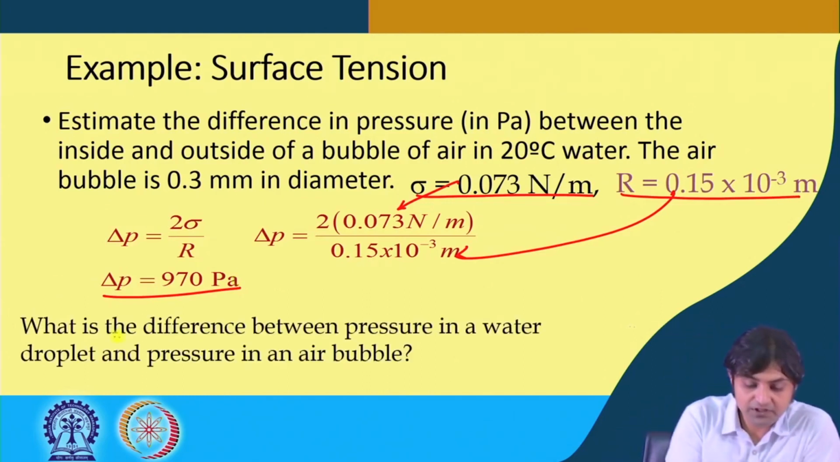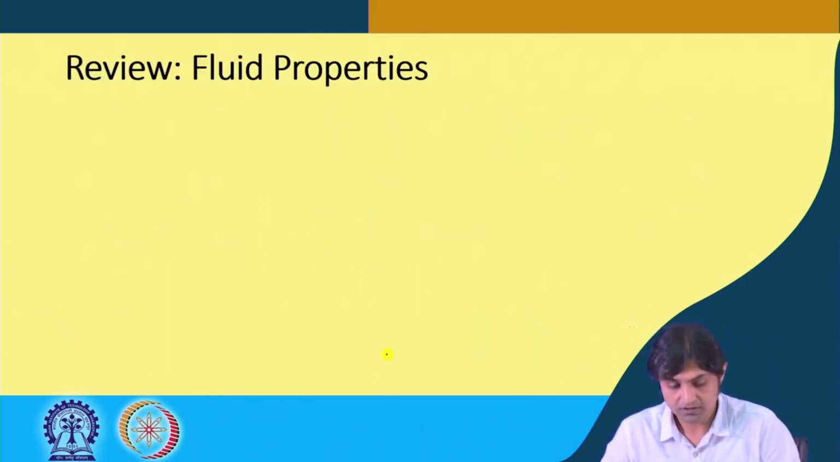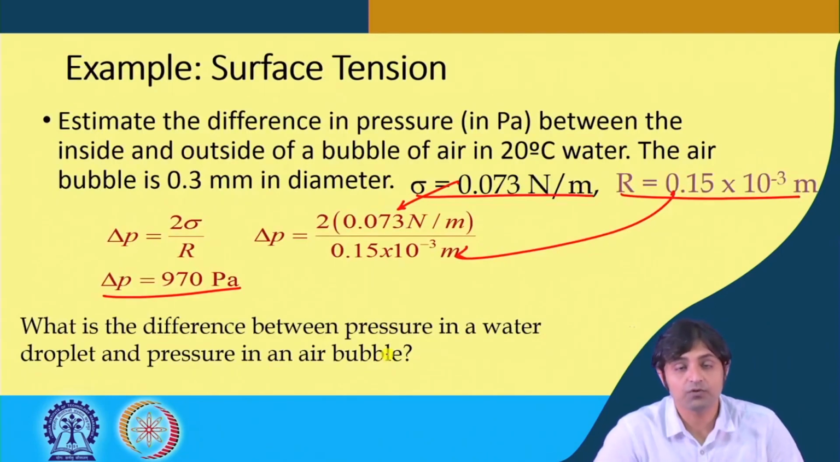You can use your calculator for this. So, what is the difference between the pressure in a water droplet and the pressure in an air bubble? This is a question for you to think about, but just a hint, it has something to do with the number of surfaces of air and water droplets.